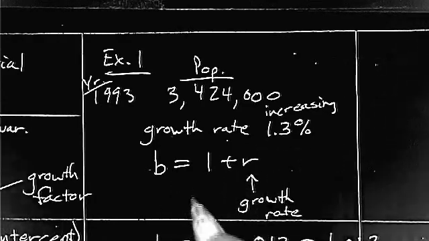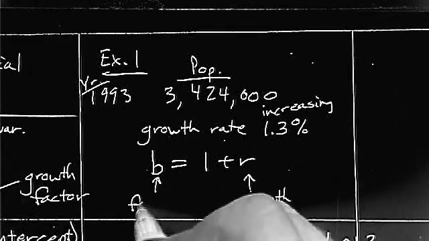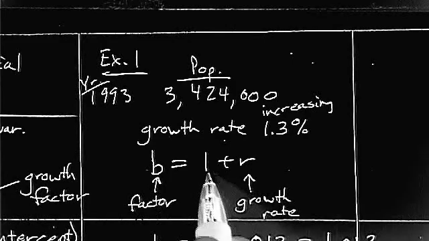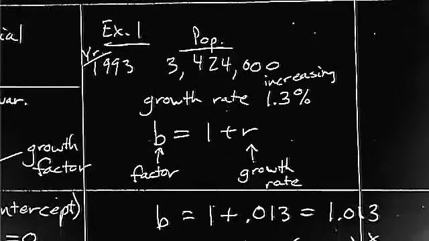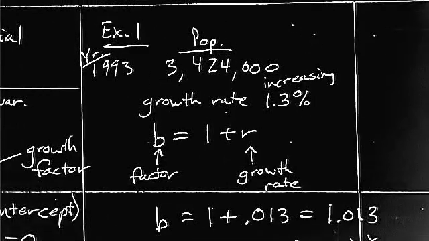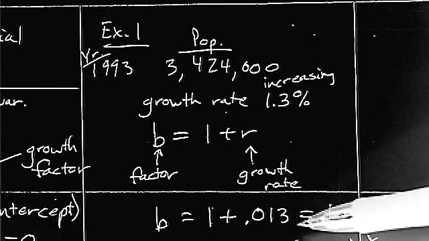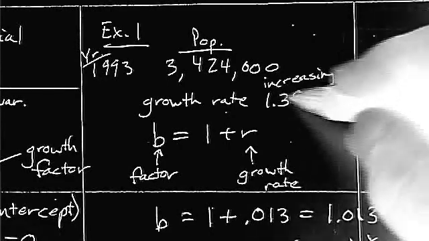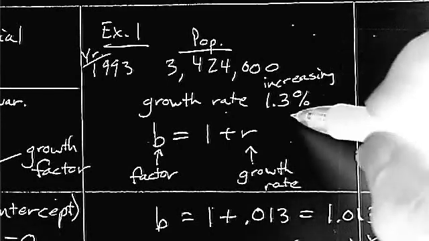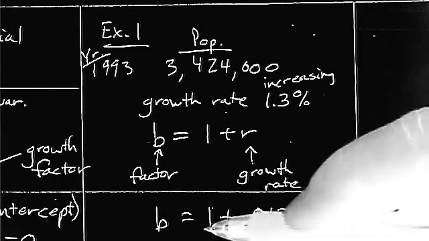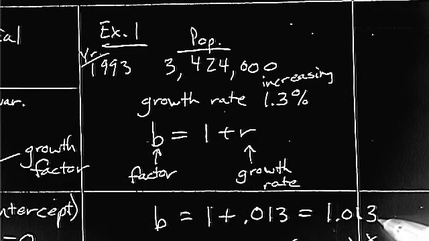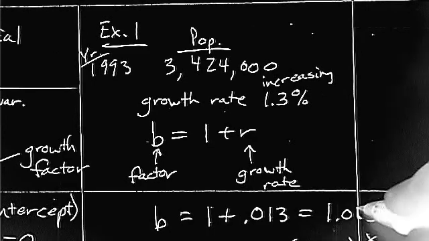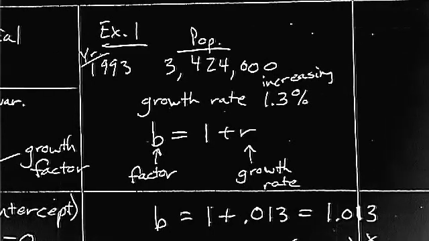The growth factor is equal to 1 plus the growth rate. So, for instance, in this example, we have a positive 0.013. Why is it positive? Because of the word increasing. Increasing at 1.3%. So we have 1 plus 0.013. That's where we get 1.013. Hard to see that 1 right there, but there it is.